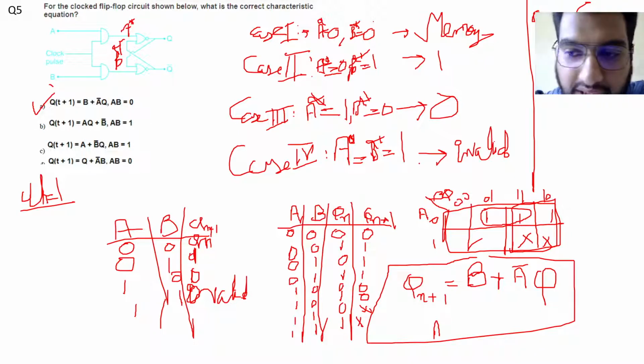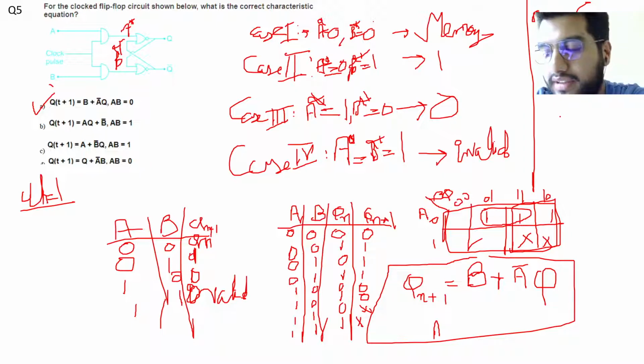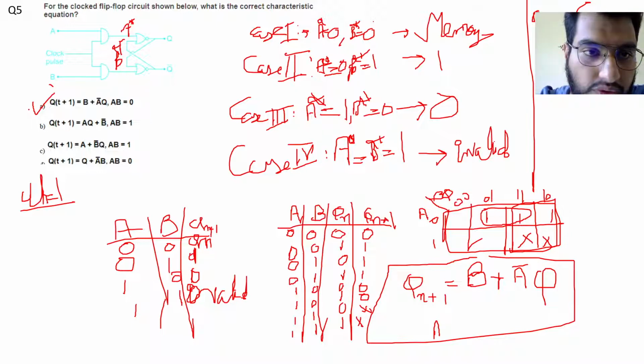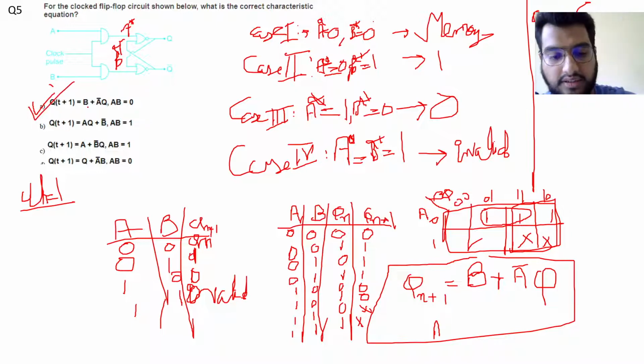If you were familiar with these kinds of circuits, you could have just guessed the answer rightly. And we know that for this kind of flip-flop, A equal to B equal to 1, 1 is our invalid condition. So that means AB will always be equal to 0. So option A is our correct answer.